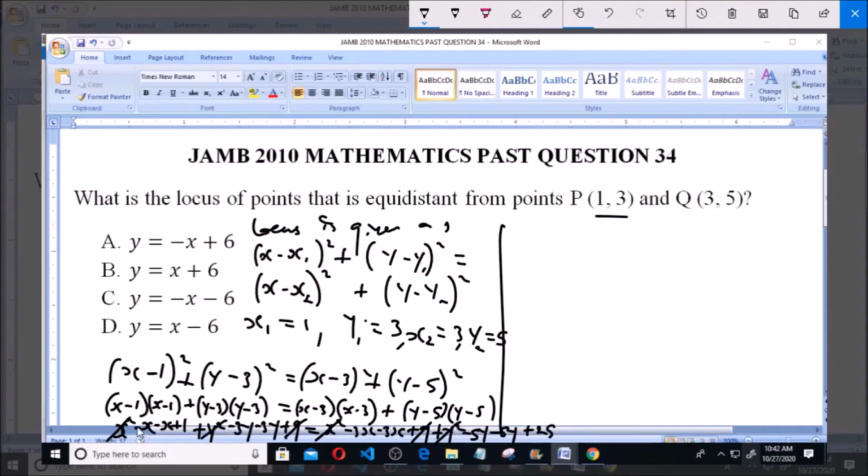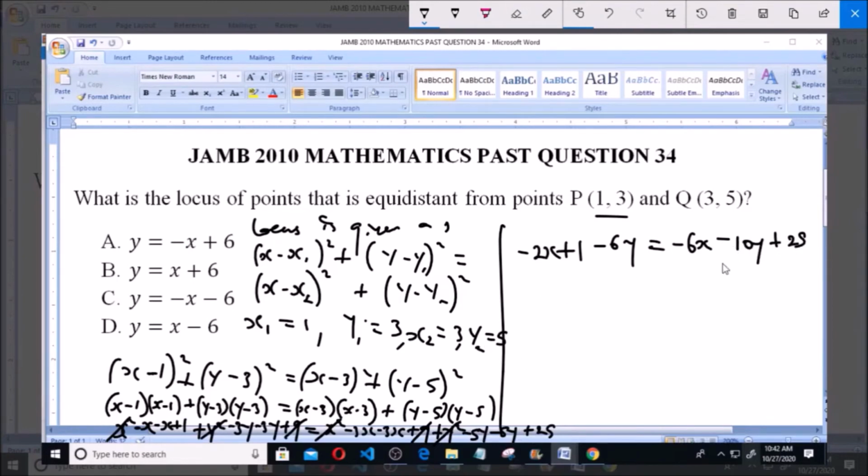You are left with minus x minus x. Now minus x minus x will give us minus 2x plus 1. Then minus 3y, which is minus 6y, is equal to, now here we have minus 3x, which is minus 6x, then minus 5y is minus 10y, then plus 25.